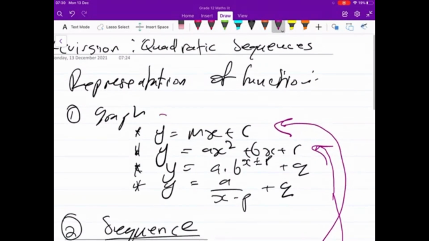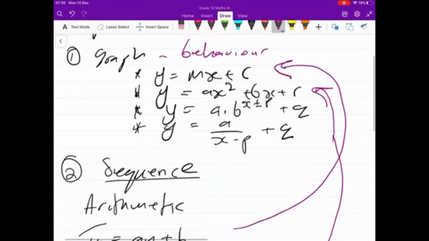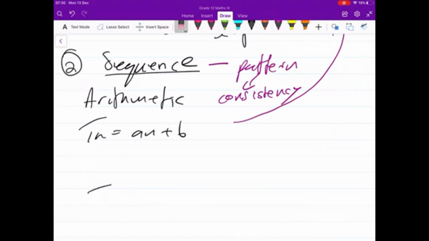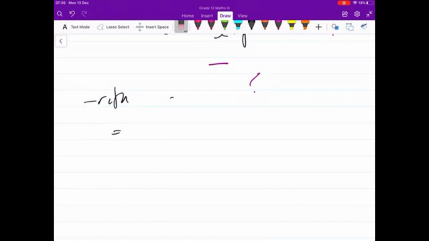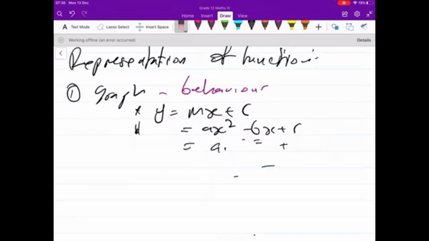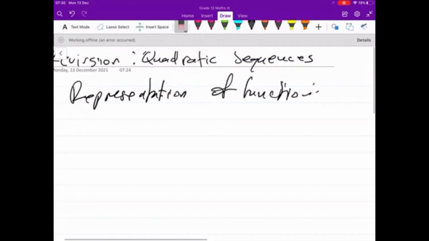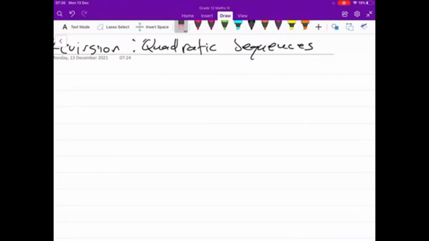Whereas with graphs, we want to find the behavior of the function, and with sequences, we are trying to find the pattern of the function and thereby see the consistency of the function. You see what I'm saying to you? So we are representing a function in the form of a sequence. And I said all of that so that I can help you revise quadratic sequences. Let's get to it now. I'm going to do just one example because we assume that you already have some grasp of this concept, so I'm not going to dwell much on this topic.